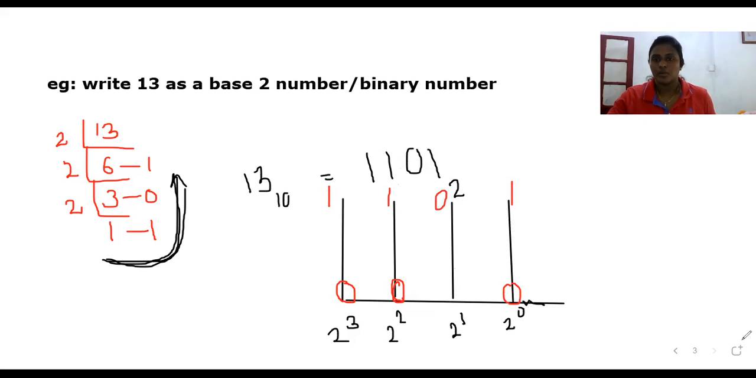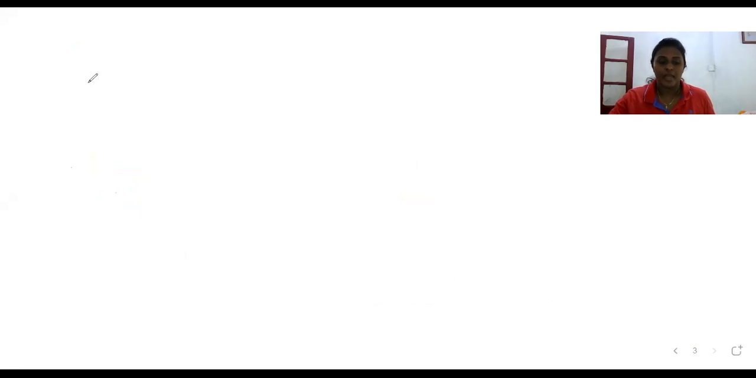Okay. Now I'm giving you example 1. I would like you to write 20 as a base 2 number and represent it in an abacus like this way. Okay, all of you please do it. Okay, children, hope all of you have done 20 as a binary number.